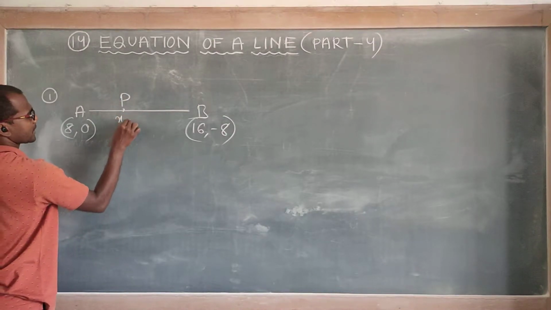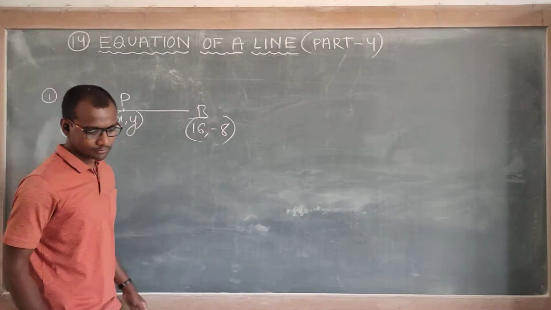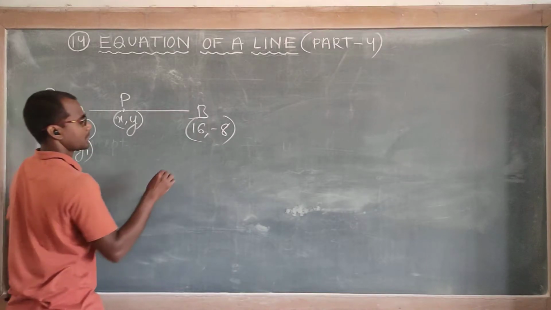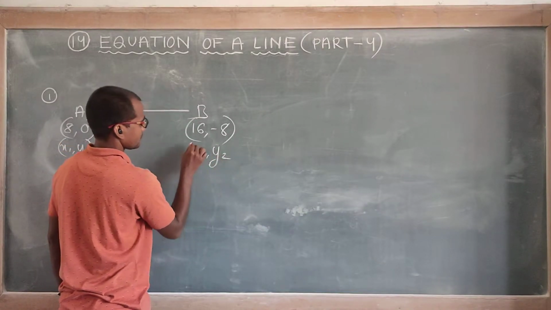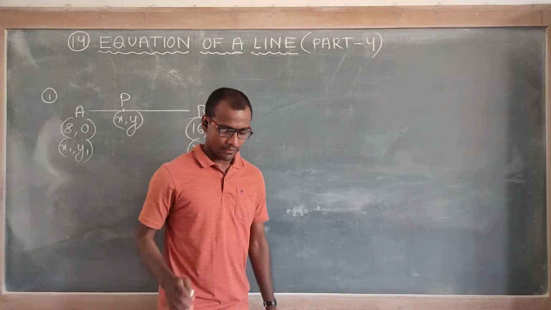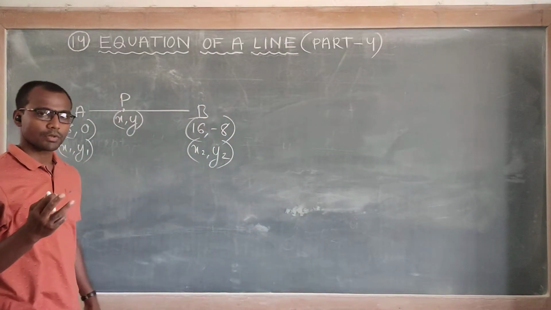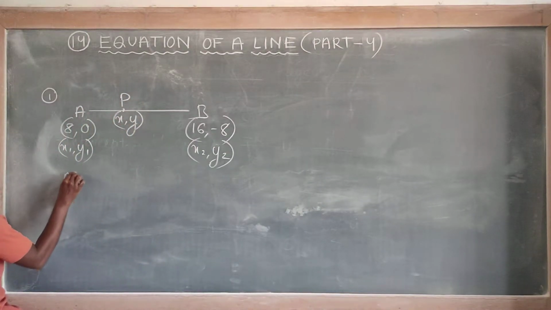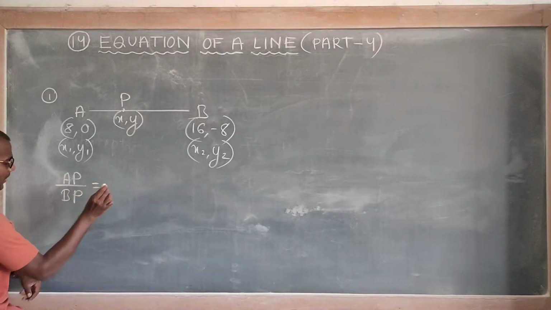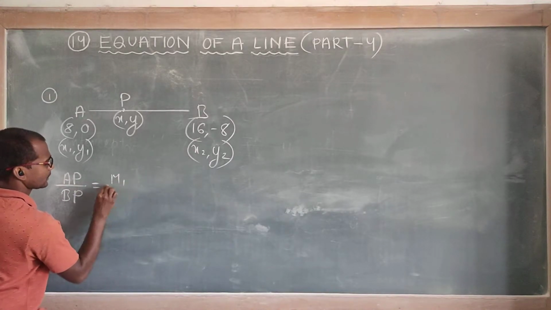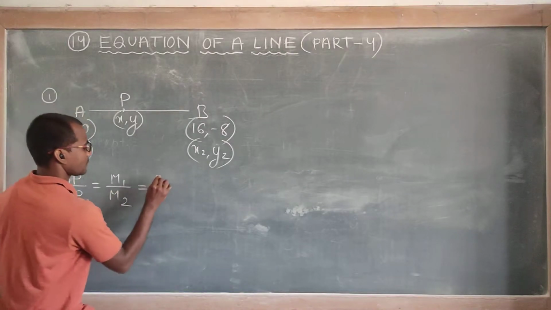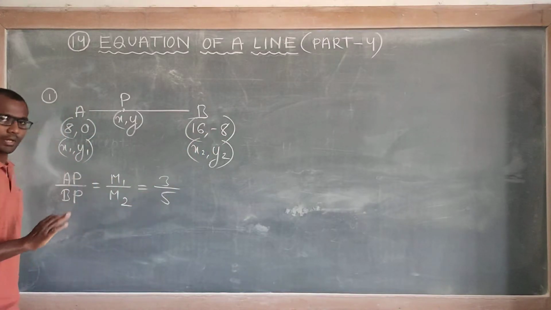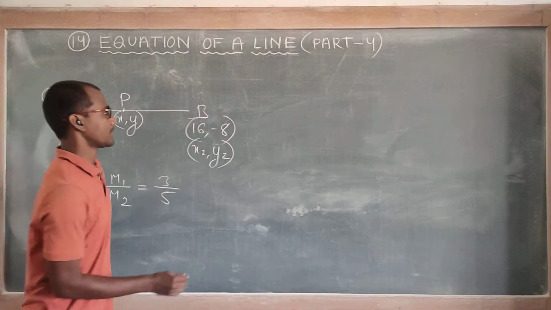Suppose its coordinates are x and y. This is x1, y1, and this is x2, y2. Find the coordinates of P. So we have to use the section formula of the previous chapter, section and midpoint formula. AP by BP is equal to m1 by m2, which is 3 by 5. We have x1, y1, we have x2, y2, we have m1, m2.